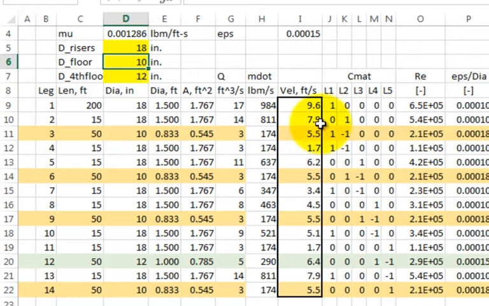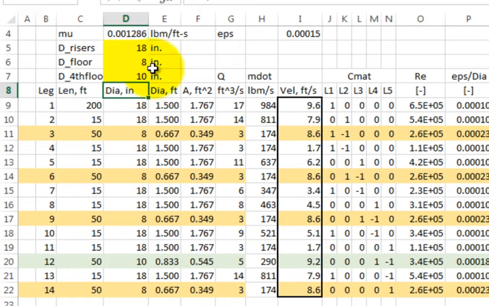How about, could I go with an 8 inch on the floors? Sure could. Could I go with the 6 inch? Nope. Stay with 8. And then with the last floor, which I color-coded green, I could probably go with the 10 inch. Yeah, let's go with the 10 inch. So 18, 8, and 10?